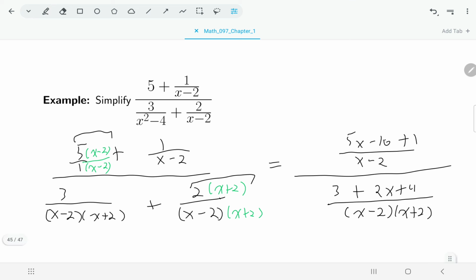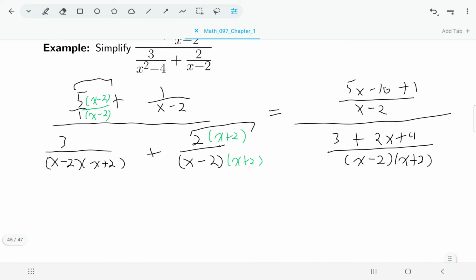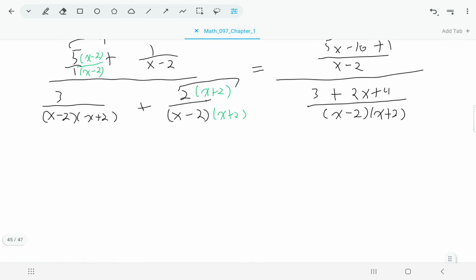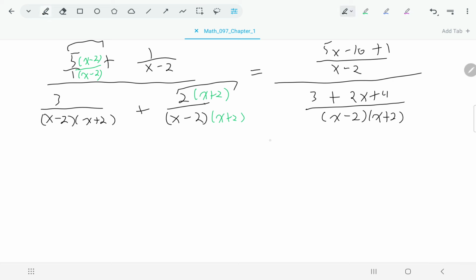So I've started off with the numerator. I made common denominators and combined them together. For the denominator, I took those two fractions, made common denominators, and combined them together. I still need to do a little bit of simplifying. So on the top, 5x minus 10 plus 1 is really 5x minus 9. And 3 plus 2x plus 4 is the same thing as 2x plus 7.